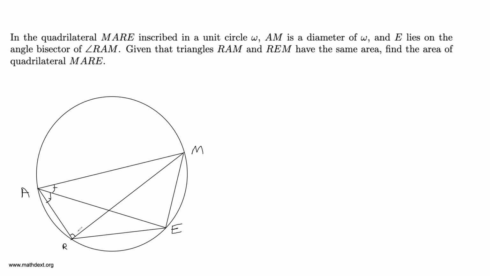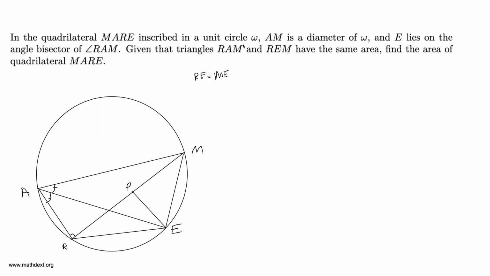We're also given that triangles RAM and REM have the same area. So what I'm going to do here is drop an altitude from E to side RM, and I'm going to call this point P. Okay, now I'm going to claim a few things. One, that side RE equals side ME.